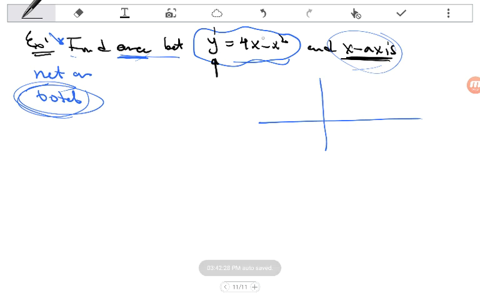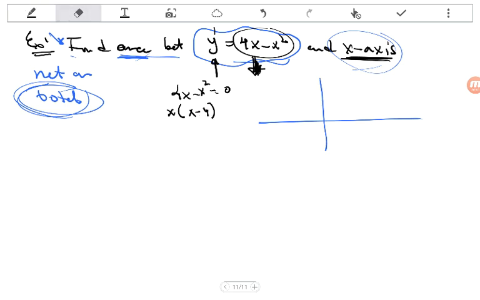Now we need to graph it. I've taught you how to graph this. I need to find when would this side be 0. 4x minus x squared equal to 0. I take a common factor, x times 4 minus x is equal to 0. So this would give me 2 points, x equals 0 and x equals 4. So I have here 2 points of intersection, x equals 0 and x equals 4.